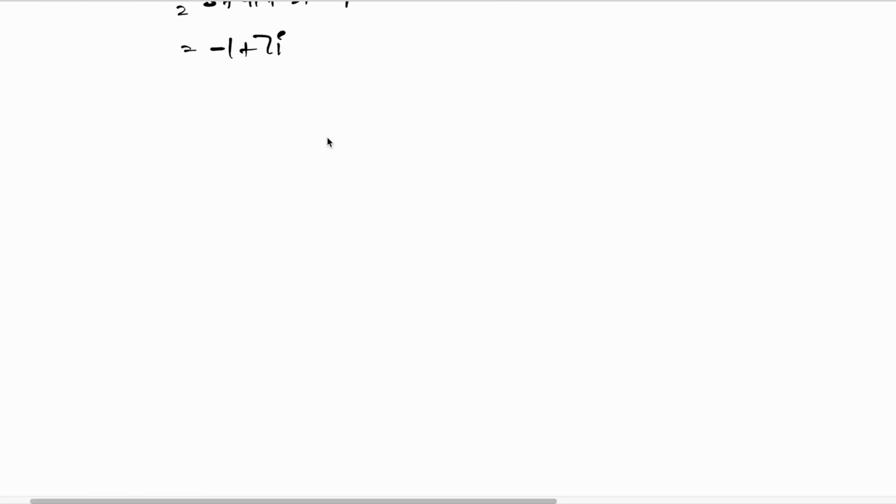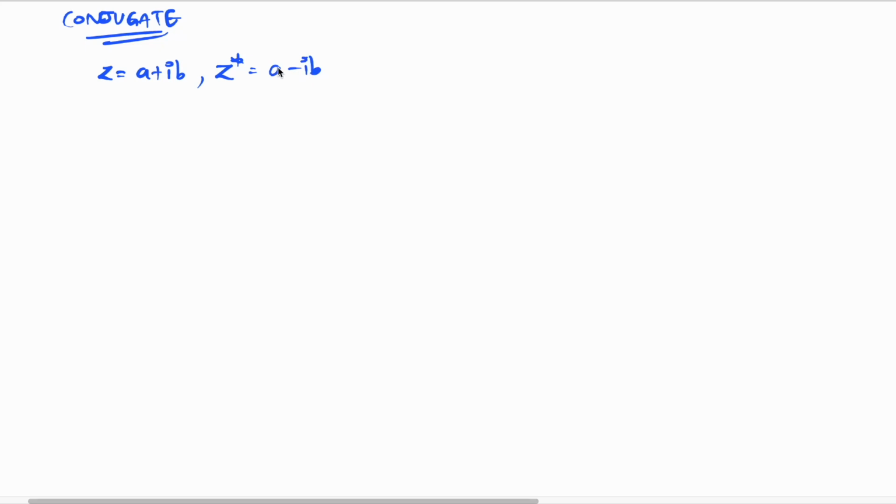Now moving further ahead, we'll understand a simple concept which is the conjugate. If I have a complex number a plus ib, the conjugate of the complex number is defined as a new complex number, which is a minus ib. That means the real part remains the same while the imaginary part changes sign. So if z is a plus ib, z star, or z conjugate, sometimes written as z bar also, both mean the same thing. The conjugate is defined as a minus ib.